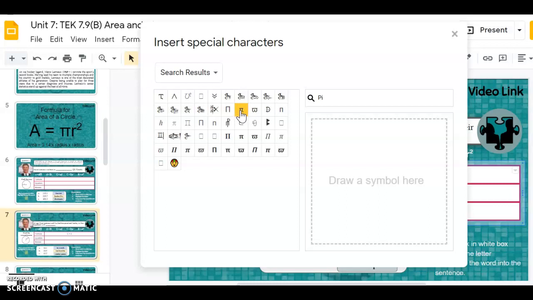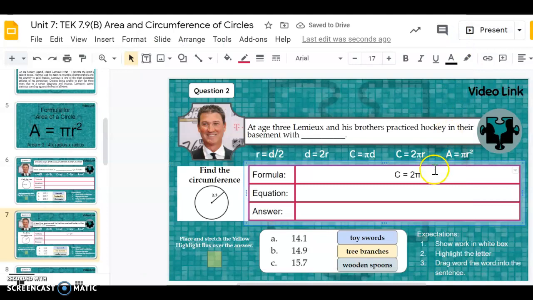And it's not bringing up the little box. Either way, it's okay. Just click on that. Click this over here, and look, it brought it up. Then I'm going to put my r. So C equals 2 pi r. I will not accept pi in any other form than that form. So whatever else you're sticking in there, you're not doing what I'm asking you to do, and you're going to get it wrong.